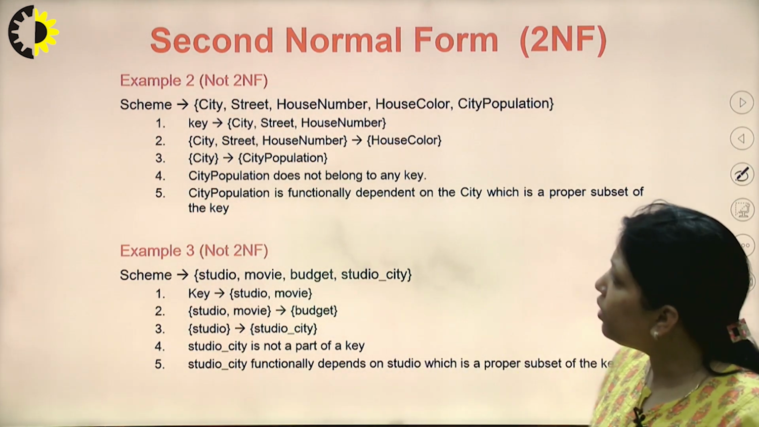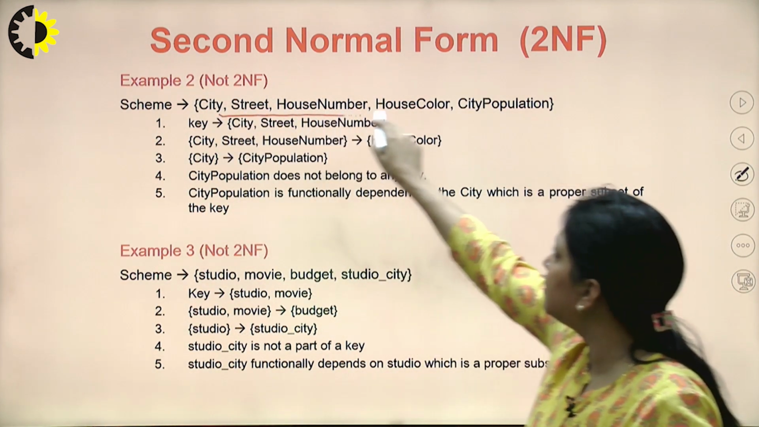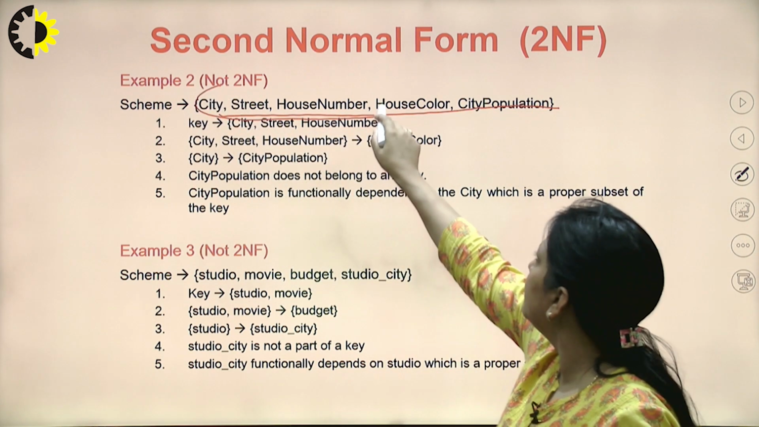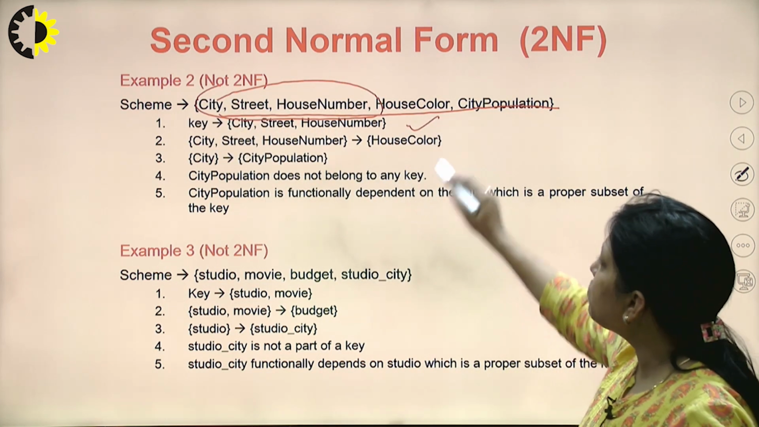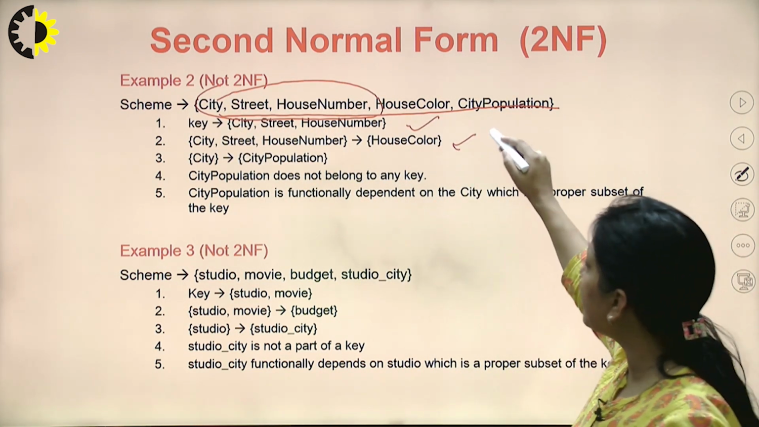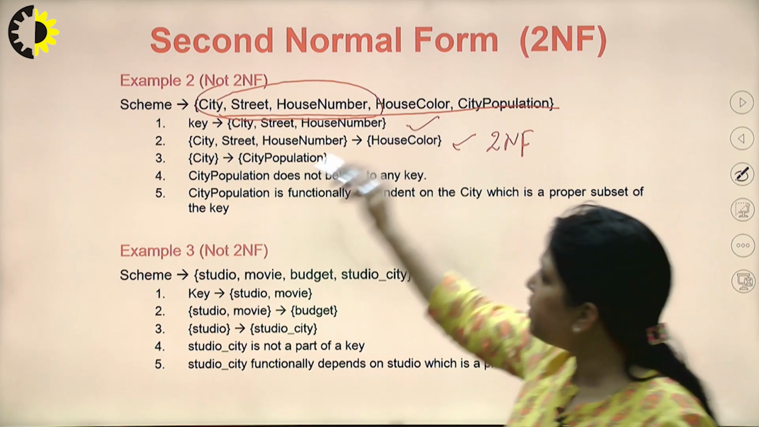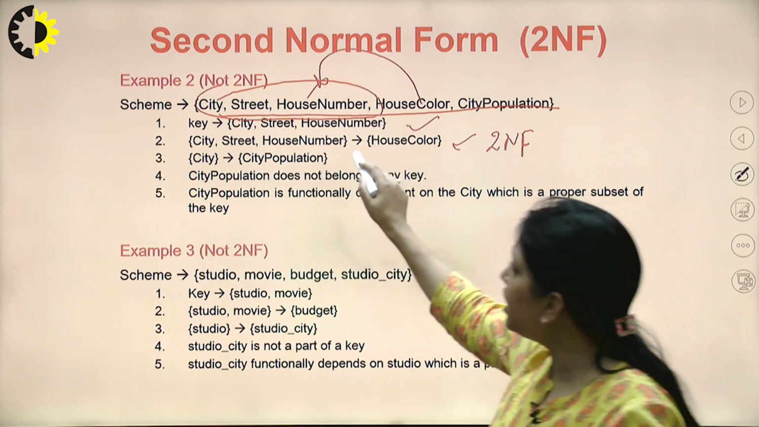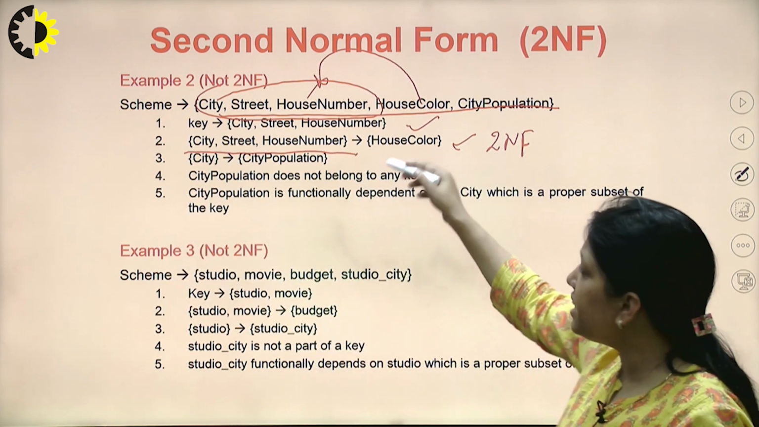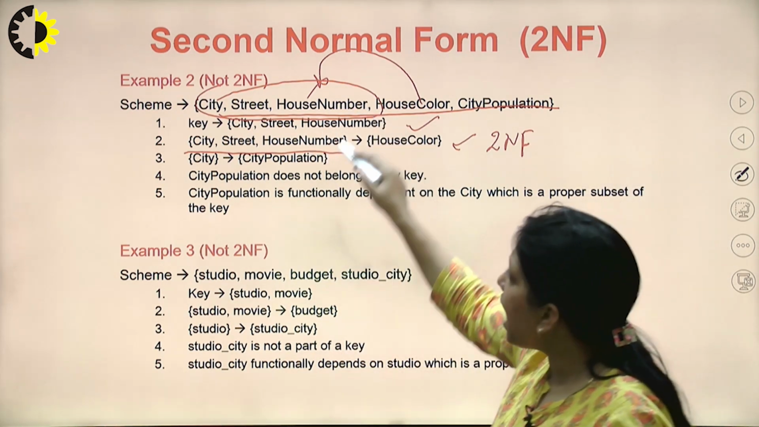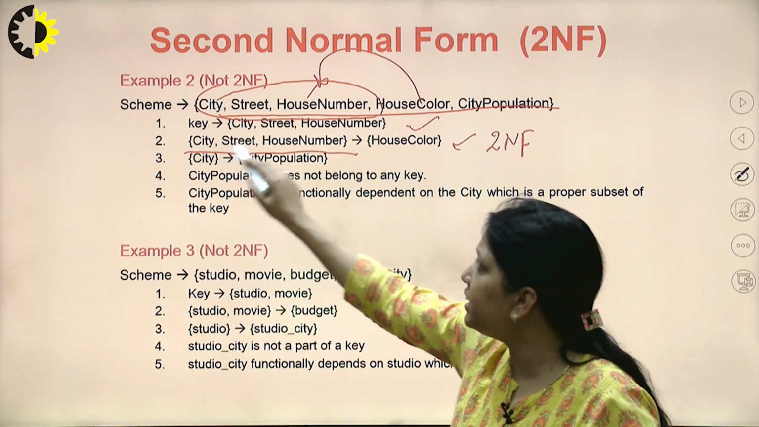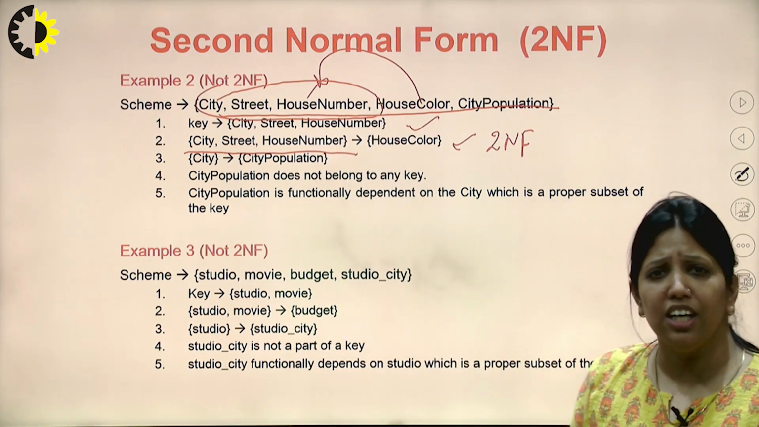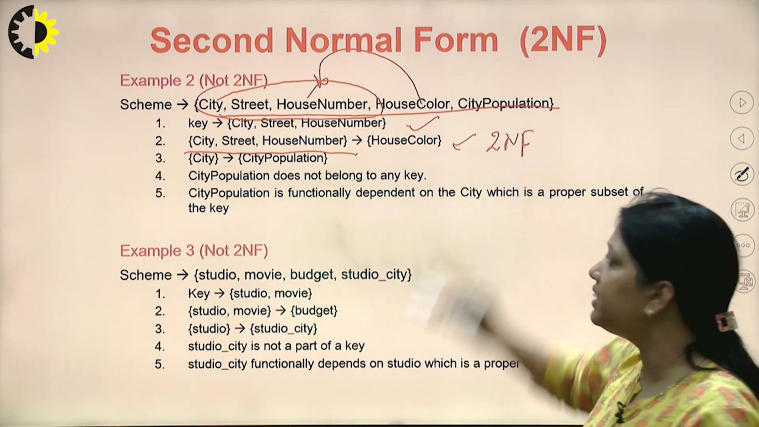This is another example of the second normal form. This relation is given to us in which our primary key is city, street and house number. First, we will check whether this functional dependency is in second normal form or not. Our primary key is city, street and house number, and the house color is dependent on this primary key. The house color is dependent on city, street and house number, that is the whole primary key. So we can say that this is fully functionally dependent, and this functional dependency is in second normal form.